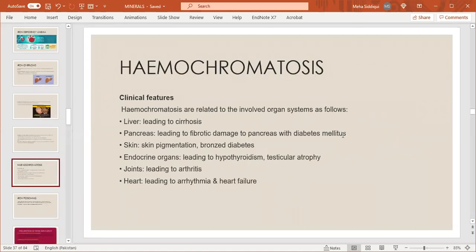Hemochromatosis clinical features. They are related to the involved organ system as follows. Liver: it leads to cirrhosis. Pancreas: leading to fibrotic damage to the pancreas with diabetes mellitus. Skin: pigmentation, bronze diabetes. The endocrine organs: leading to hypothyroidism, testicular atrophy. Joints: it leads to arthritis. Heart: it leads to arrhythmia and heart failure.